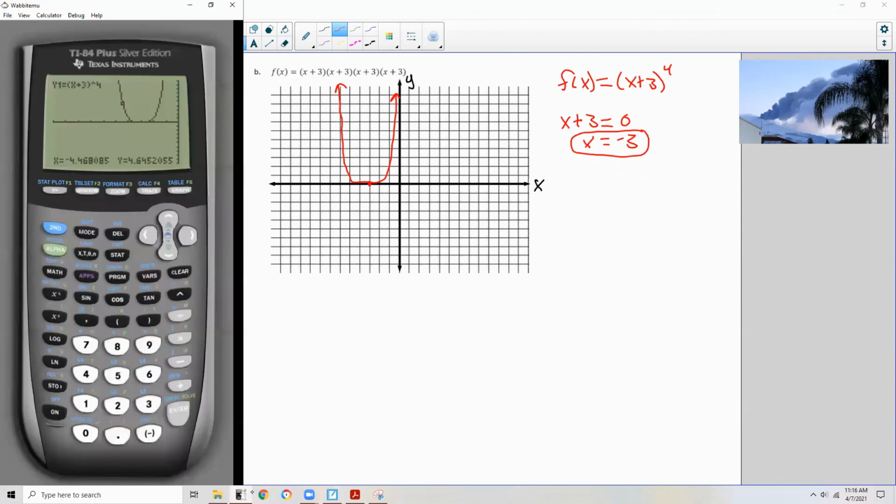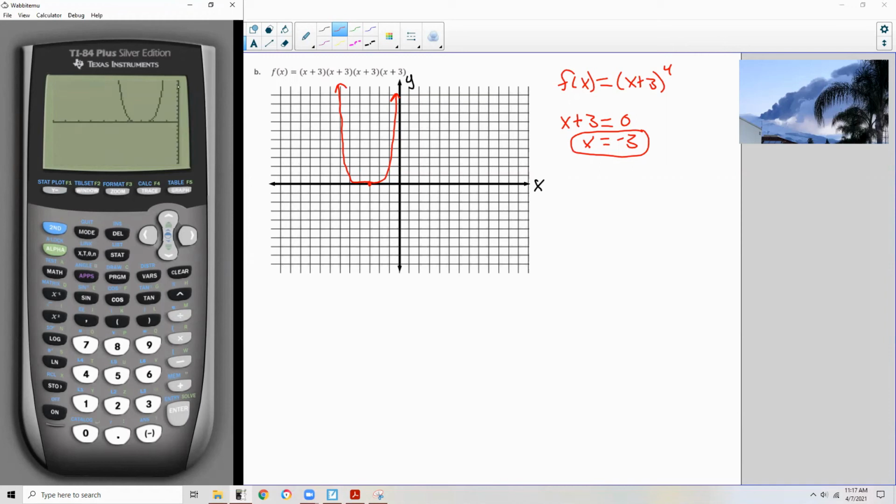So here's what it looks like in the graph. And the reason I'm showing you this is it looks like it's touching, and there's a whole bunch of zeros along here. But if I use the trace feature, so if I hit graph, and I've adjusted my window to be x is negative 10 to 0, because I'd have to go all the way up to y equaling 81 to see where it crosses the x-axis. So it's never going to get to the y-axis.